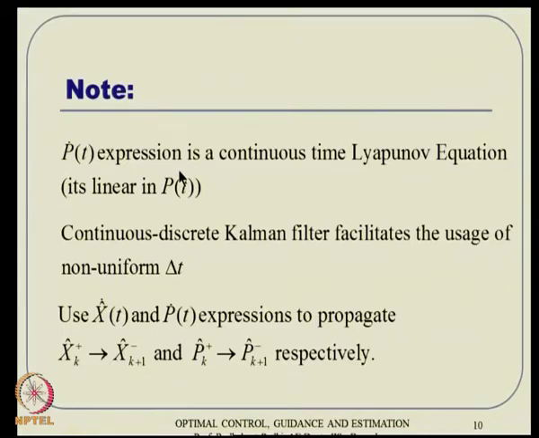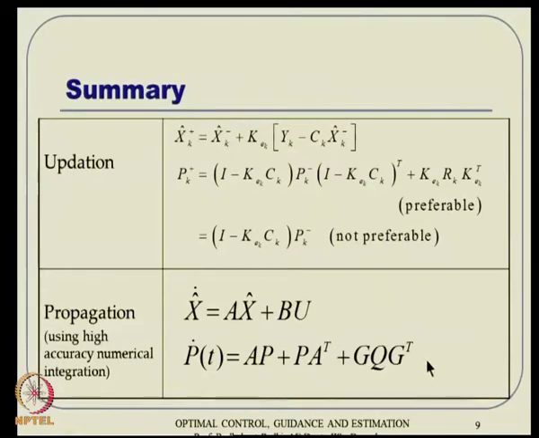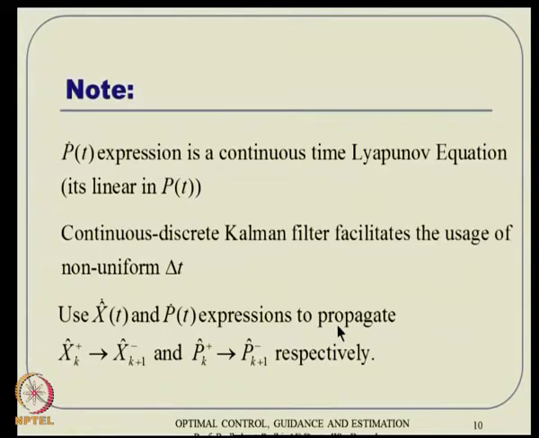So, a couple of comments here. First of all, this P dot expression is a continuous time Lyapunov equation now, because this nonlinear term is no more there in terms of P. This P dot expression had a P transpose and things like that, and that term is no more there. So, it boils down to a linear differential equation in the form of P, and it takes somewhat close to this expression of what is called the Lyapunov equation. That is just an observation actually.